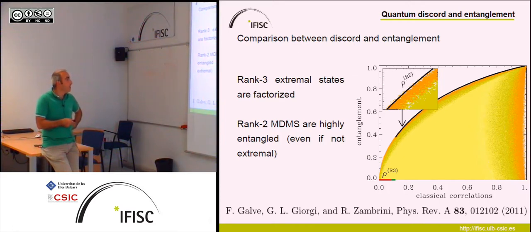We found that one of these branches, the black branch, the rank 2 branch, is not maximally entangled because there are states beyond the line, but is close to the maximum. While the 2 rank 3 branches, red and green, are factorized. This means that for a given range of classical correlations, states with a maximum amount of discord are factorized, at 0 entanglement. It is a stark contrast between the 2 quantifiers. They can be really inequivalent.